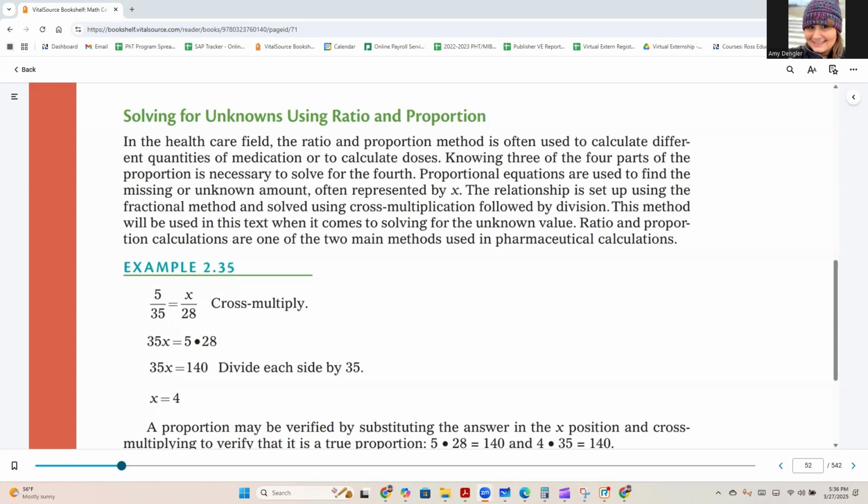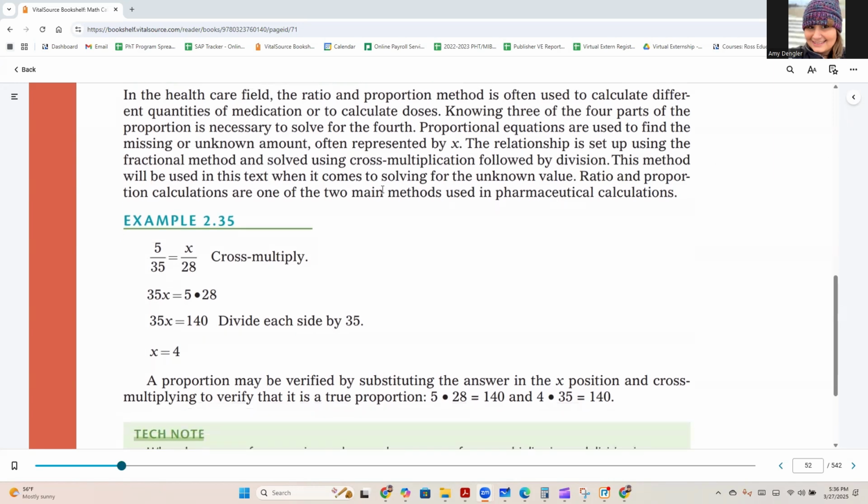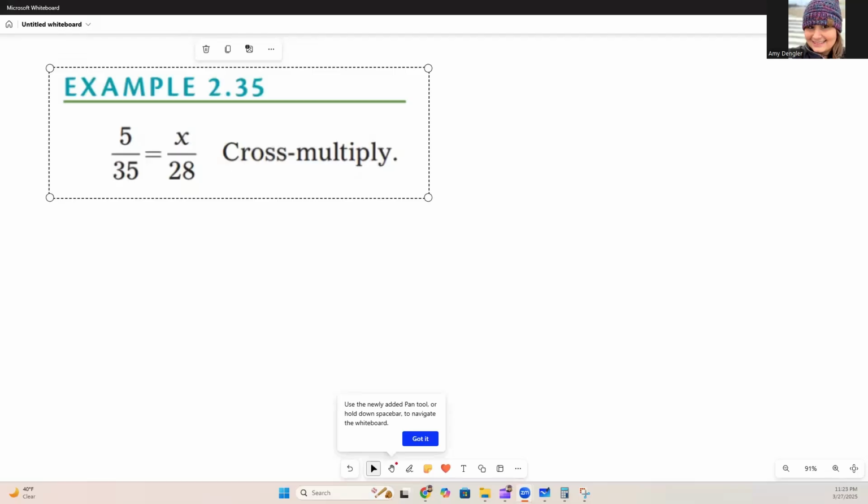Ratio and proportion calculations are one of the two main methods used in pharmaceutical calculations. So what we're about to learn is basically the main thing that we do in math for pharmacy, and learning it is going to be inevitable. Once you get it down, it will make your life so much easier. So let's do example 2.35. All right, example 2.35.